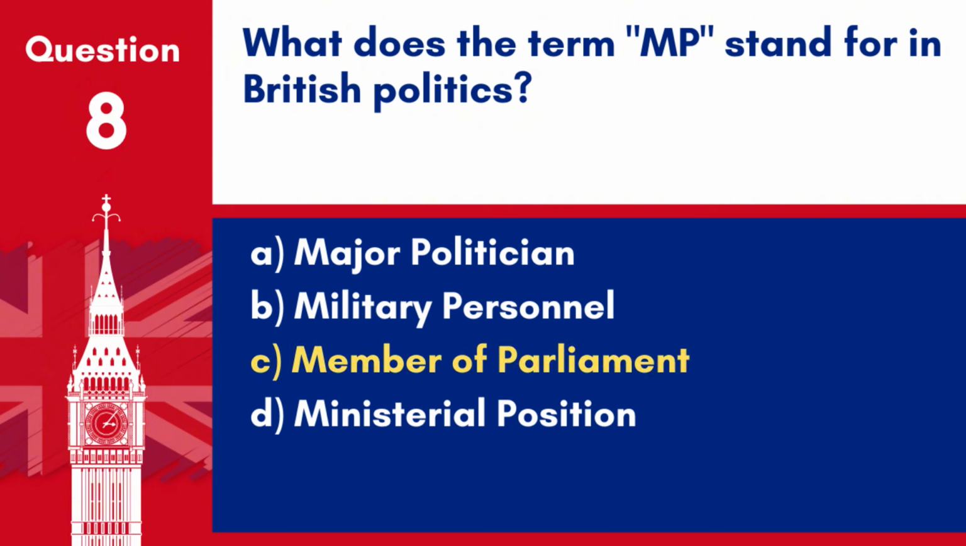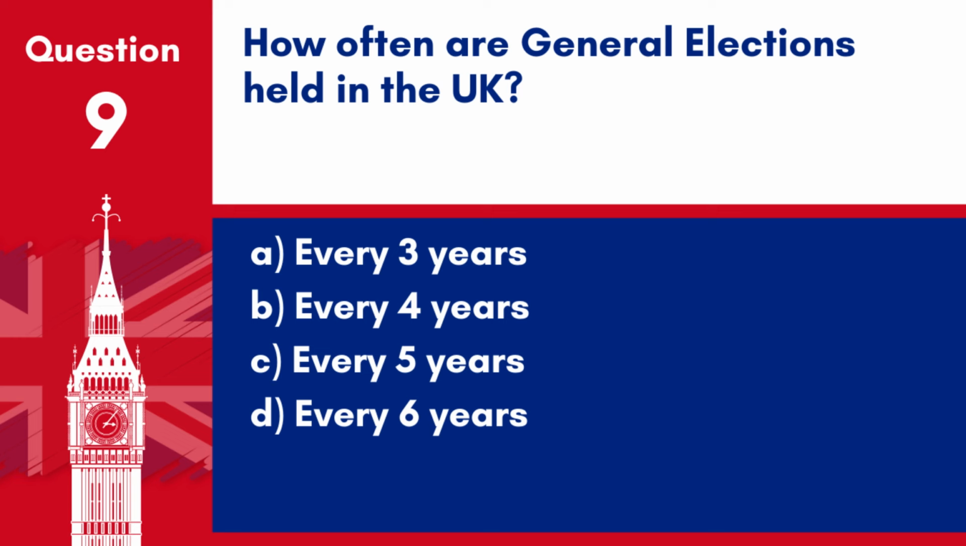Answer: C. Member of Parliament. MPs are elected to represent constituencies in the House of Commons. Question 9. How often are general elections held in the UK? A. Every 3 years. B. Every 4 years. C. Every 5 years. D. Every 6 years.